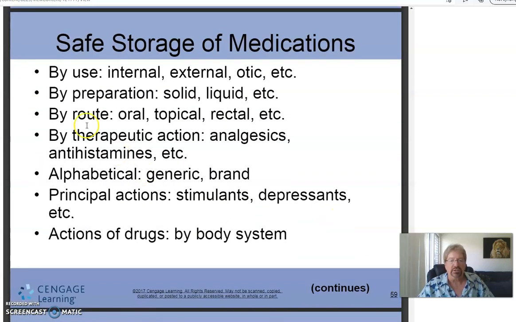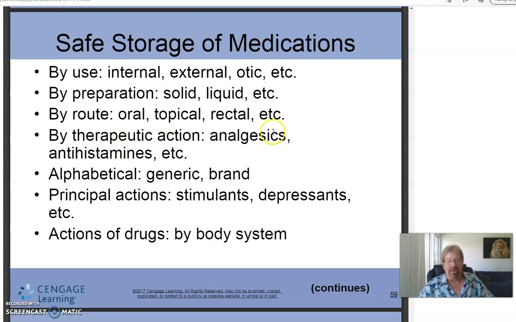Safe storage of medications. By use, internal, external. Otic means in the ear, etc. By preparation, solid, liquid. By route, oral, topical, rectal. What if you messed up and gave somebody a rectal medicine and made them swallow it? My God, how humiliating. And plus, it probably wouldn't work either.